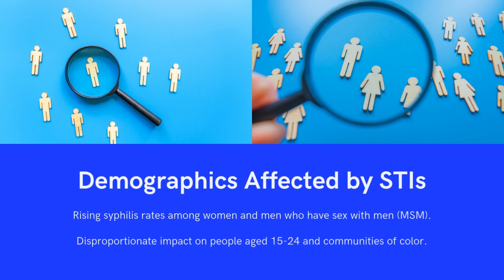STIs do not affect all groups equally. Young people aged 15 to 24 make up a significant proportion of new STI cases, especially for chlamydia and gonorrhea. Additionally, there are notable disparities based on race and ethnicity. Black, Hispanic, and Indigenous communities experience higher rates of STIs compared to white populations due to a range of factors, including limited access to healthcare, social determinants of health, and systemic inequalities.